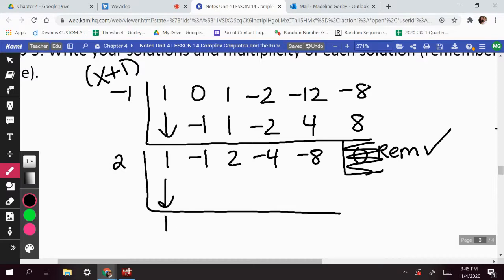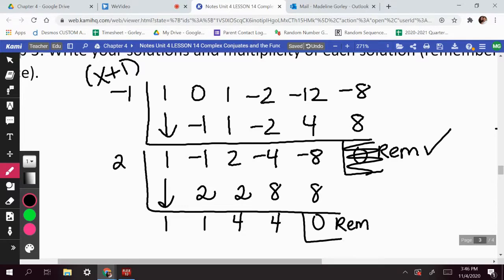Bring the first down. We have 1 times 2, add down. 1 times 2, add down. 4 times 2 is 8, add down. 4 times 2 is 8, add down. So this is my remainder. So again, we got that 2 as an x-intercept. That looks good.